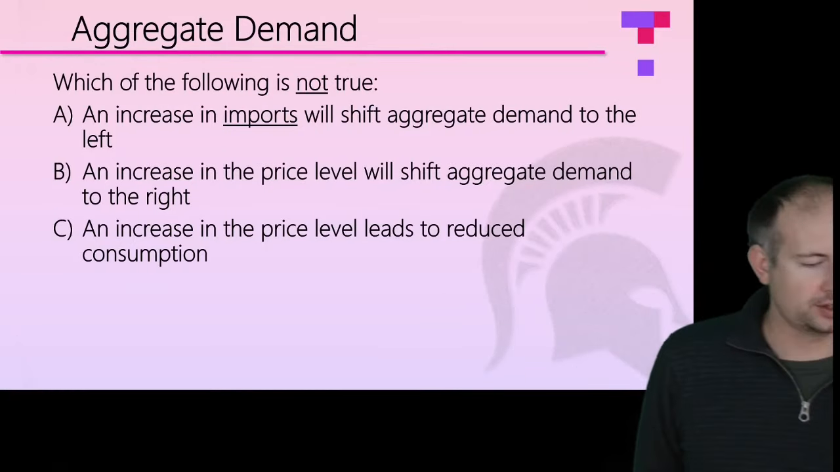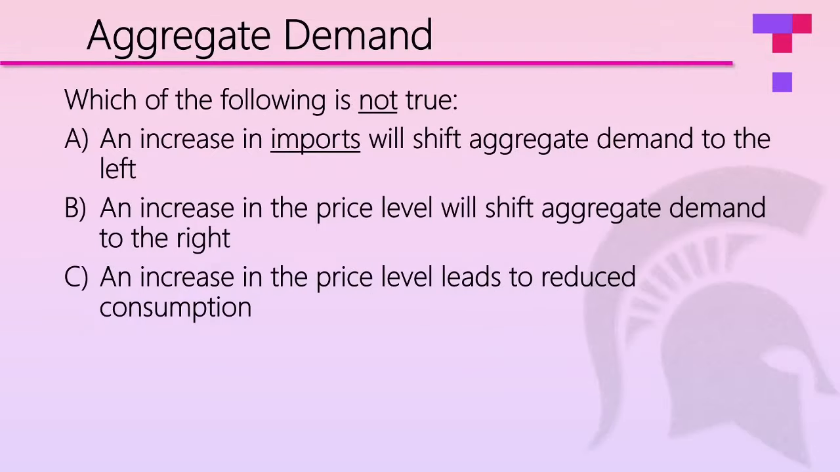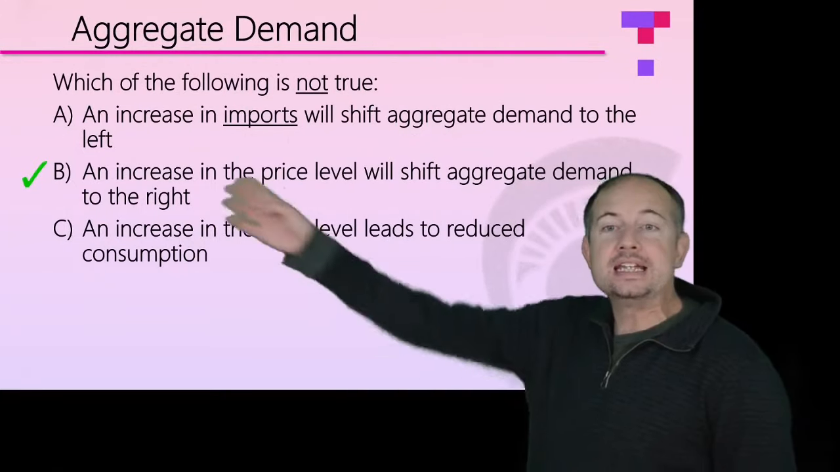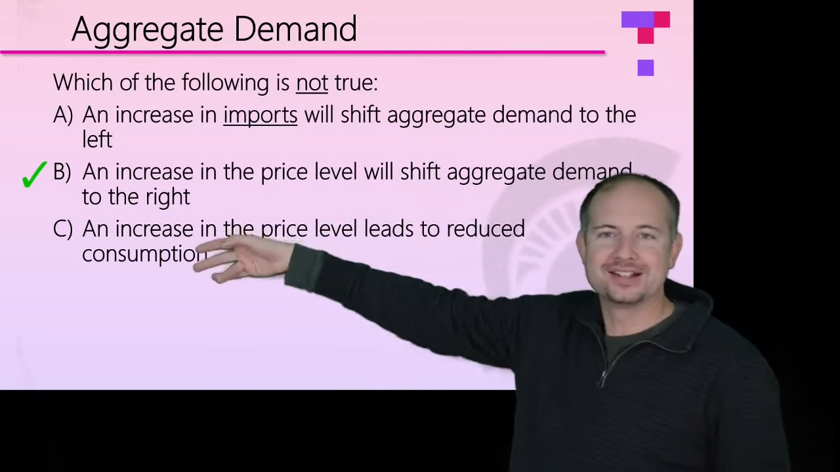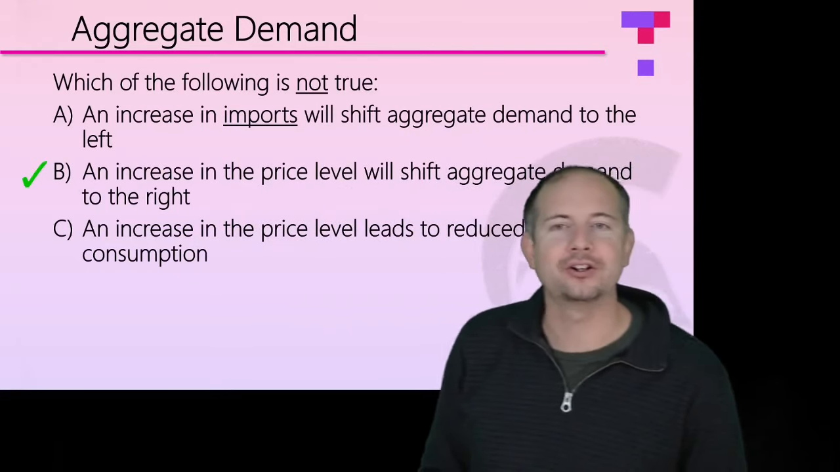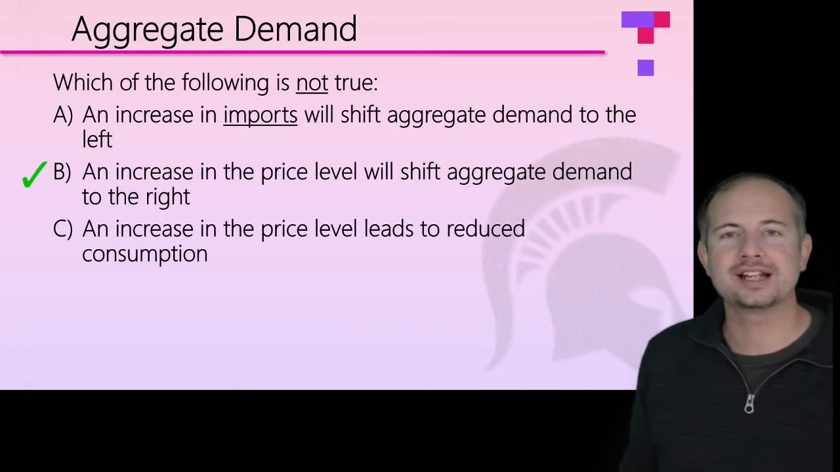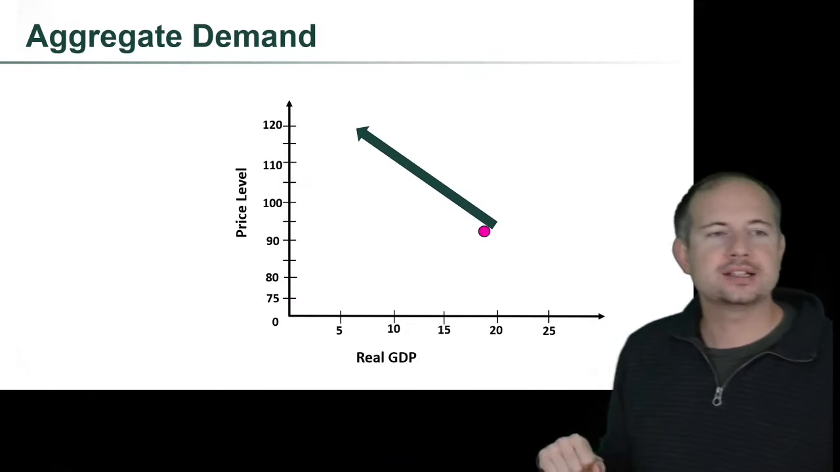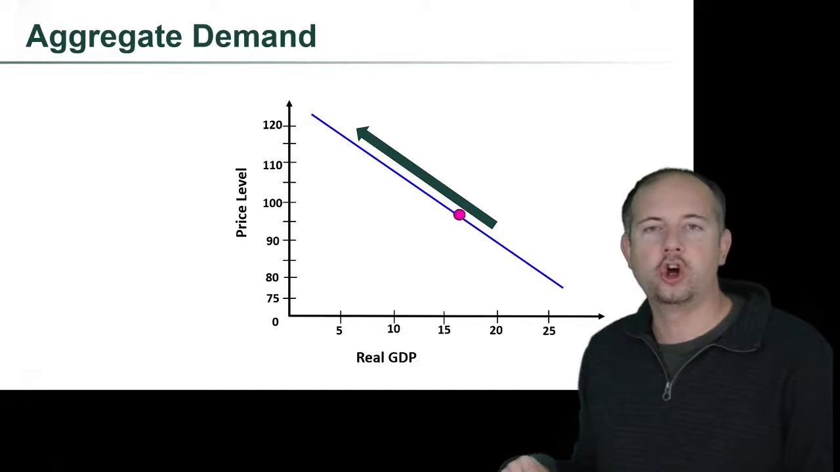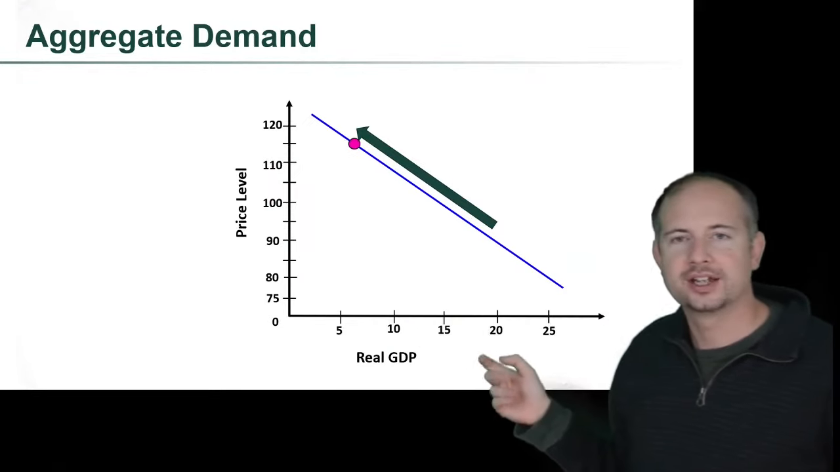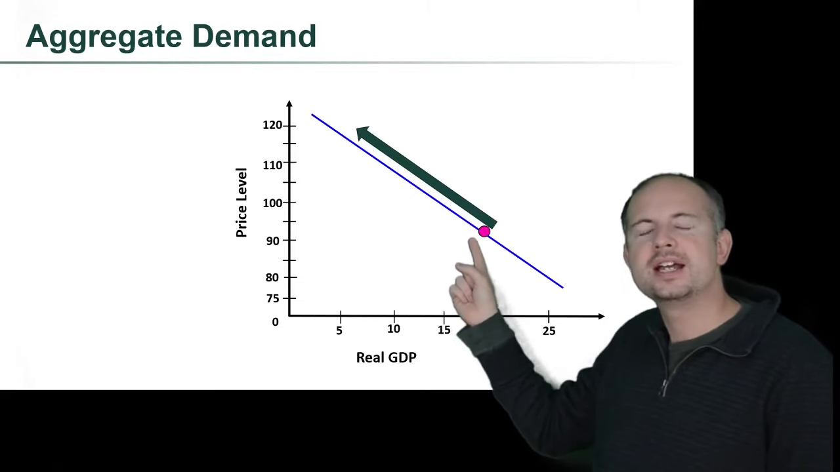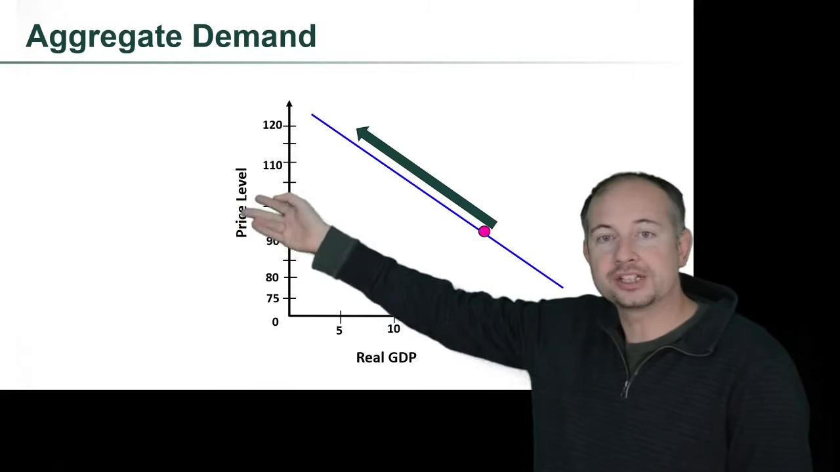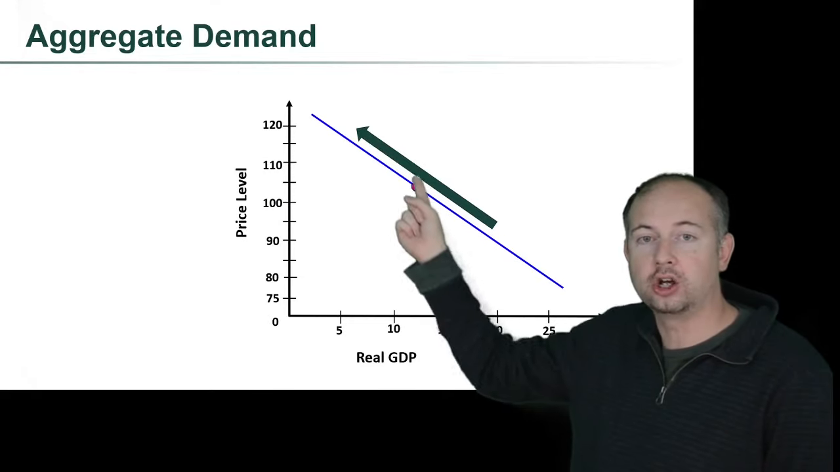All right, next one, which of the following is not true? The answer here is B. An increase in the price level will not shift aggregate demand to the right. So this is not true. What does an increase in the price level give us? That leads to movement along the demand curve. So again, think about it. We started off right here. When we increase the price level, that is what's on the y-axis. That is movement along the demand curve.